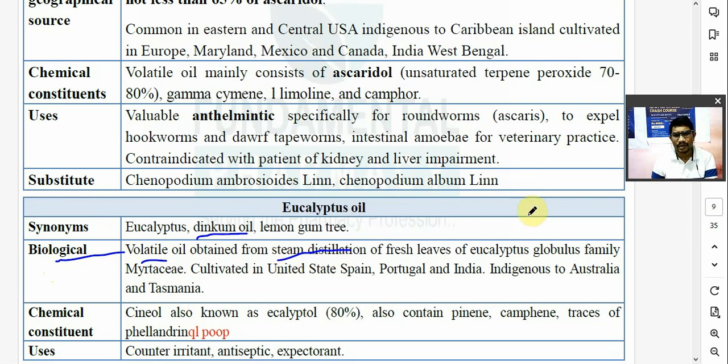You have to keep in mind here: for extraction of volatile oil by steam distillation, which apparatus is used? Clevenger's apparatus is used. We have already seen this, but again I would like to remind you. Clevenger's apparatus is used for the extraction of volatile oil by steam distillation.